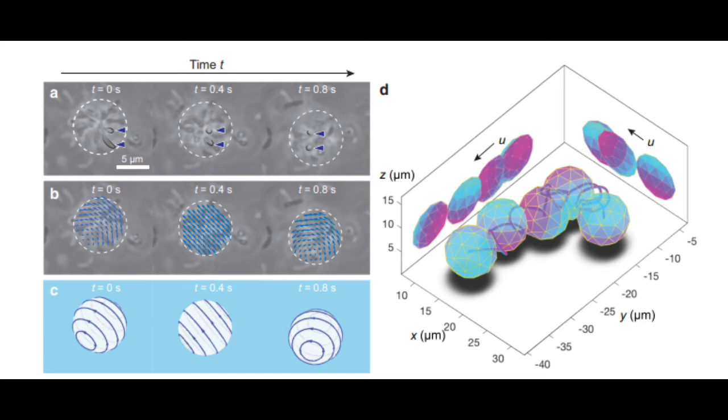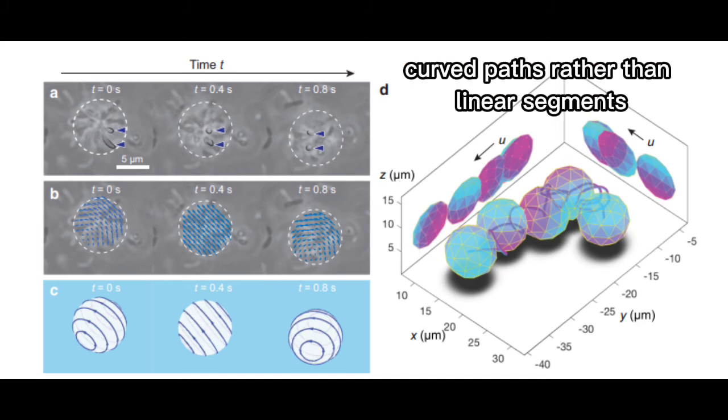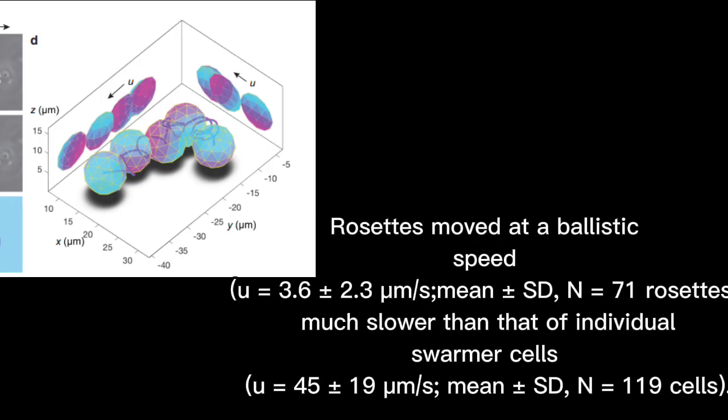The typical rosette trace resembled a random walk but consisted mostly of curved paths rather than the linear segments found in solitary swarmer cells. In addition, rosettes move at a ballistic speed much slower than that of individual swarmer cells.